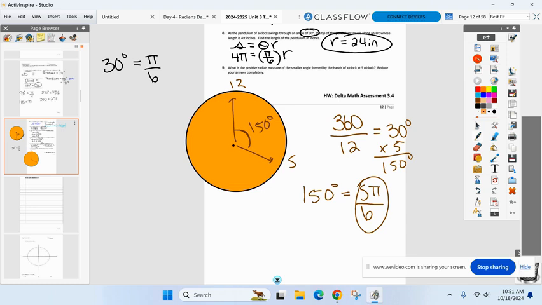Remember, do not plug degrees in, right? Do not plug degrees in. Change it into radians before. You guys got plenty of time here to get that few done, if not all.